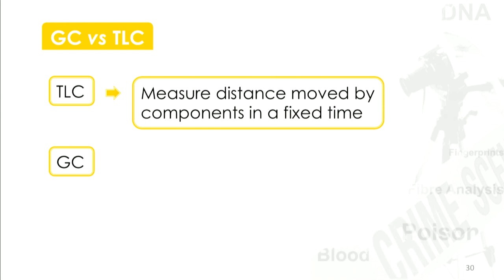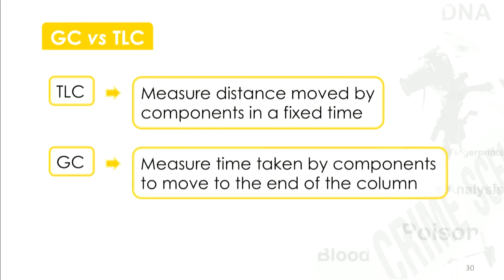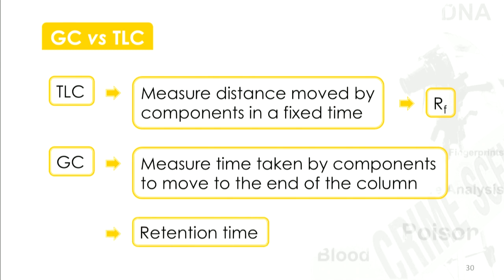So what we are measuring is the time it takes the different components to get to the end of the column. So we cannot use the RF, the retention factor, that we did in TLC. Instead, we use the retention time. That is the time for that component to travel through the column.